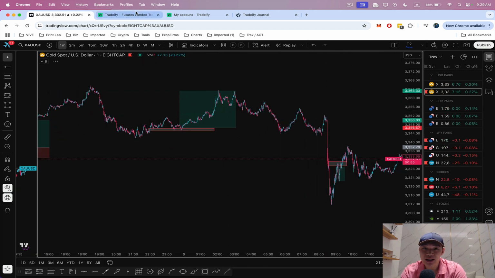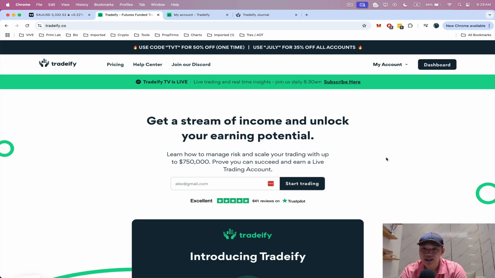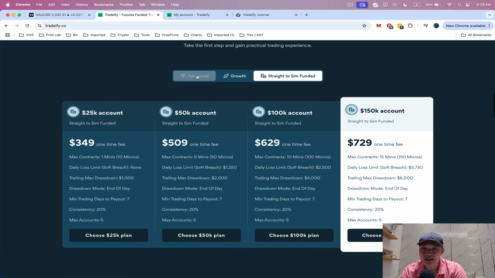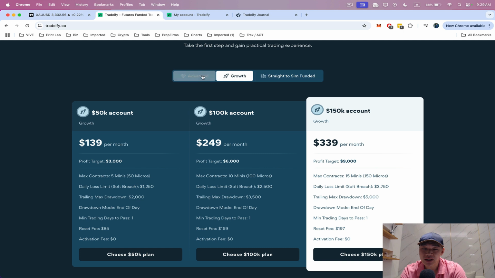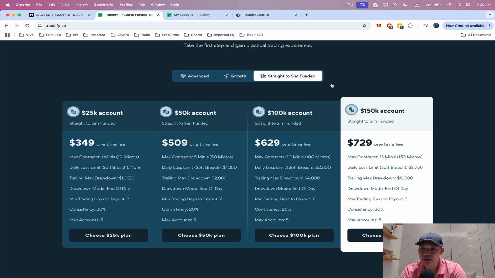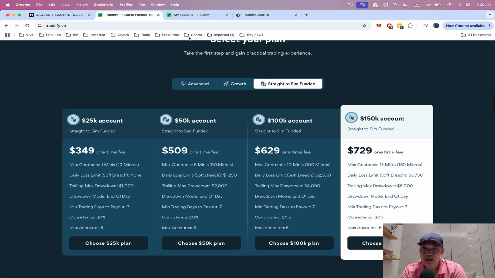And if you want to check out Tradeify, you can take a look at their different accounts over here. The advance and growth, basically you have to pass evals, and then once you pass them, you go into the funded stage, and then that's where you can start making some money. Or if you want to skip the evals altogether, you can go to straight to funded and then get a funded account, hit the profit target, and then withdraw like I have here.